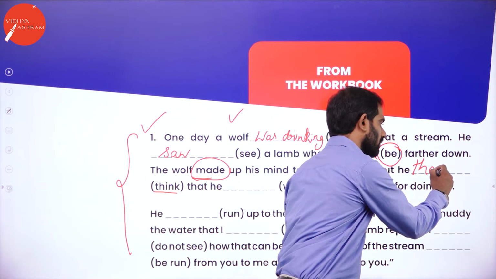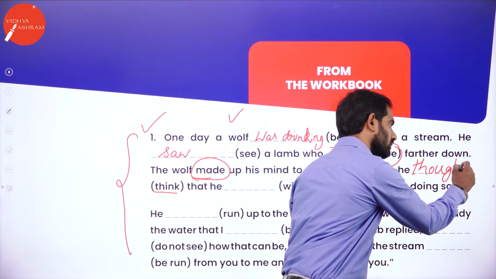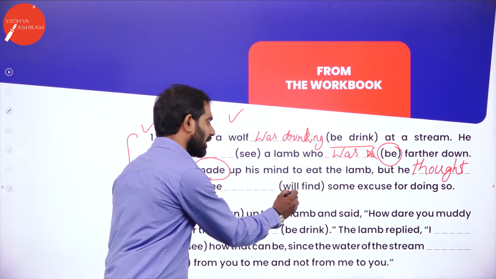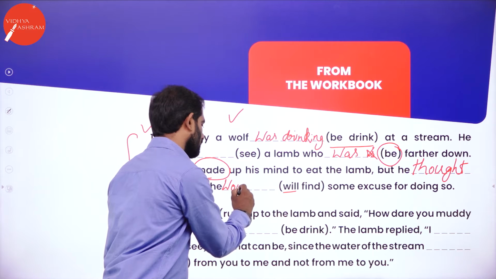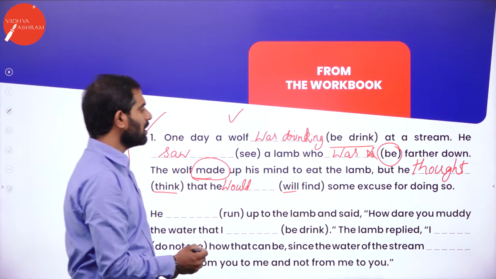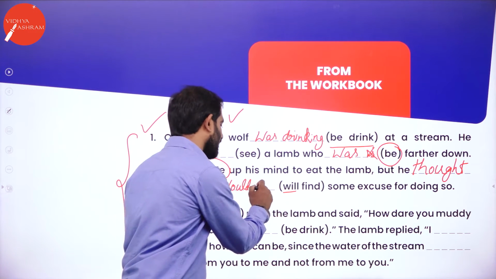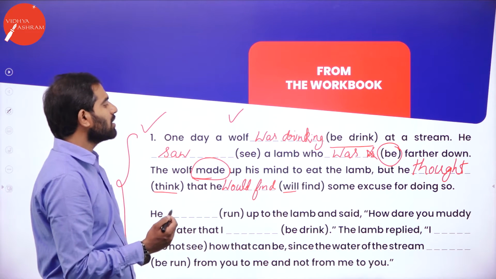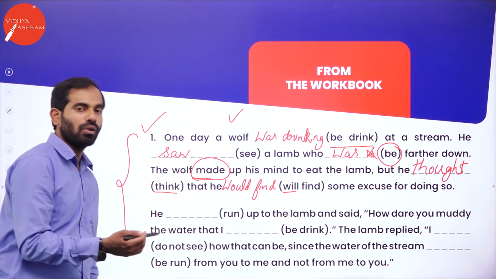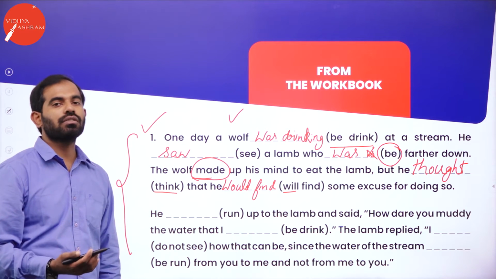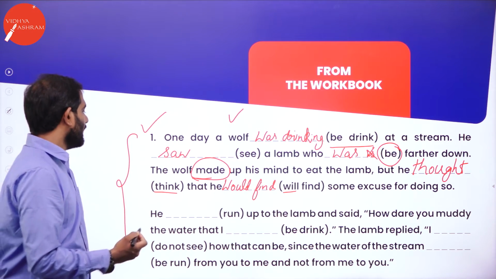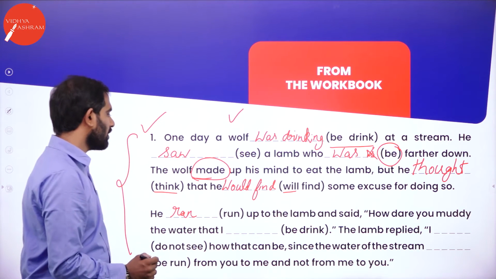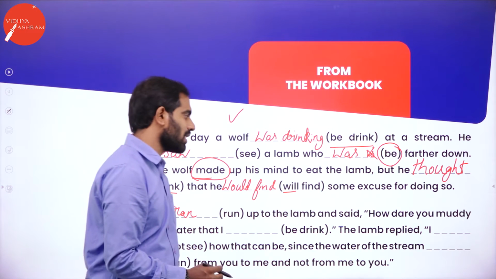He thought that he, will becomes would. He would find, remains the same. He would find some excuse for doing so. So the wolf wants to eat the lamb. He, run becomes ran. He ran up to the lamb and said.